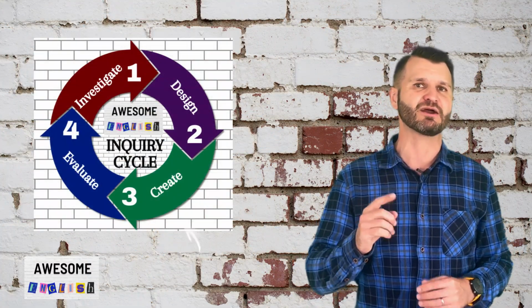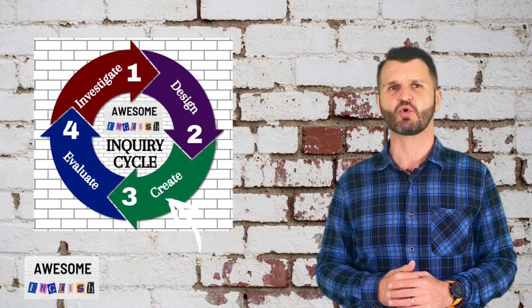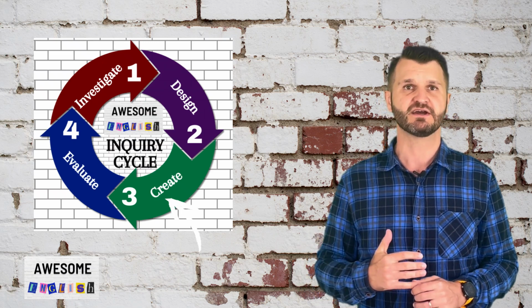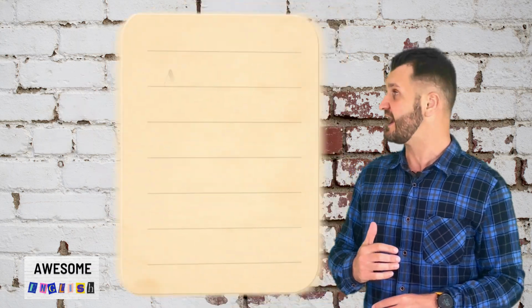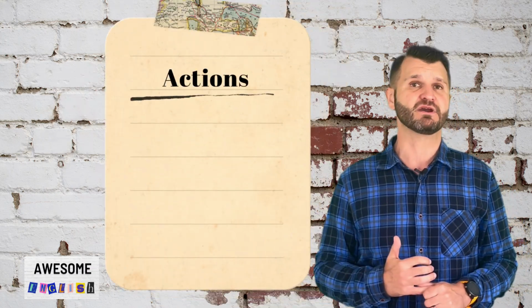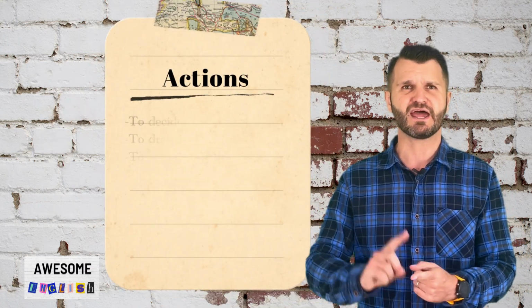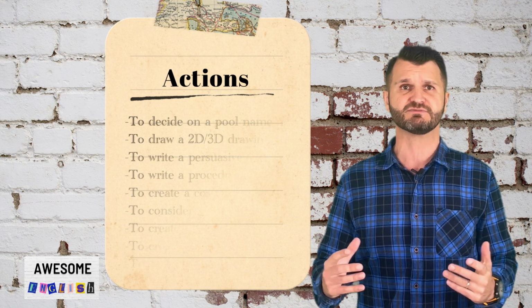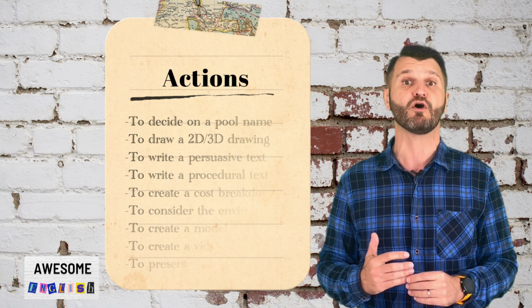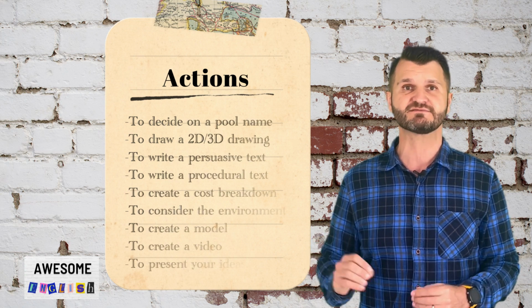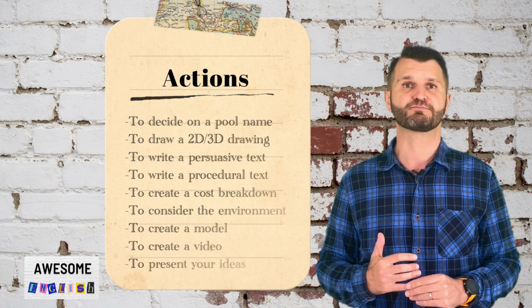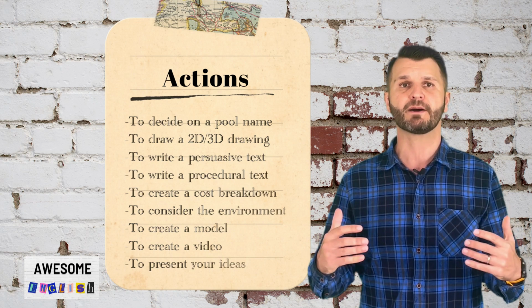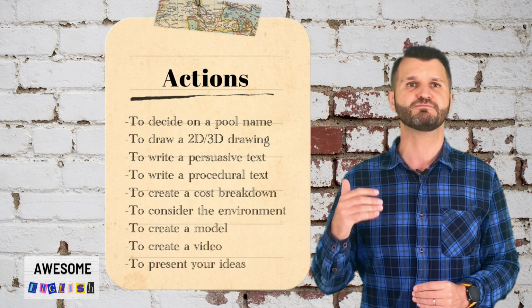All right, so well done so far. Now it's time to create a solution for this awesome swimming pool project. Now, develop a list of clear actions. Now, they might be a little bit like this. You could have a name for your swimming pool, a 2D or 3D drawing, including the measurements, area, and even perimeter or volume. You could write a persuasive text, a marketing pitch to promote your pool. You could write a procedural text on how to build it.